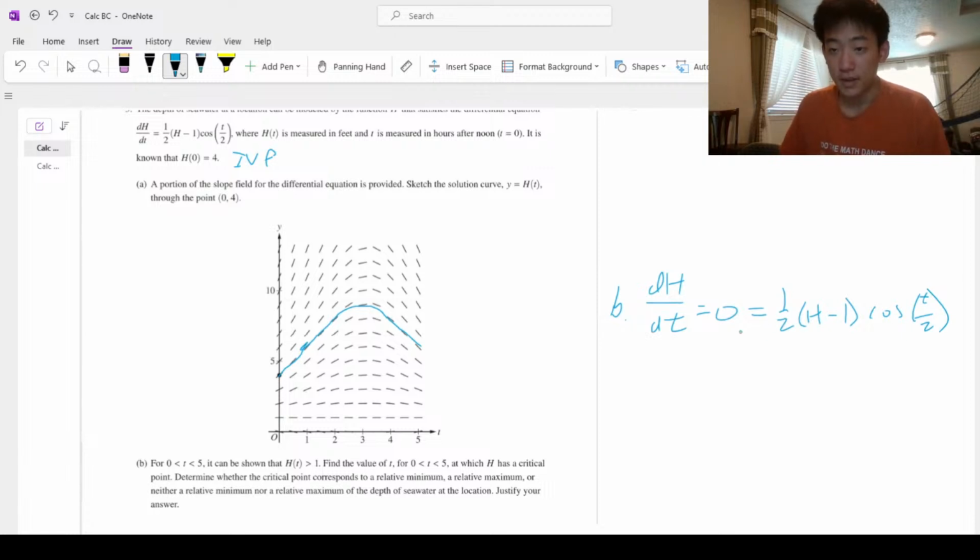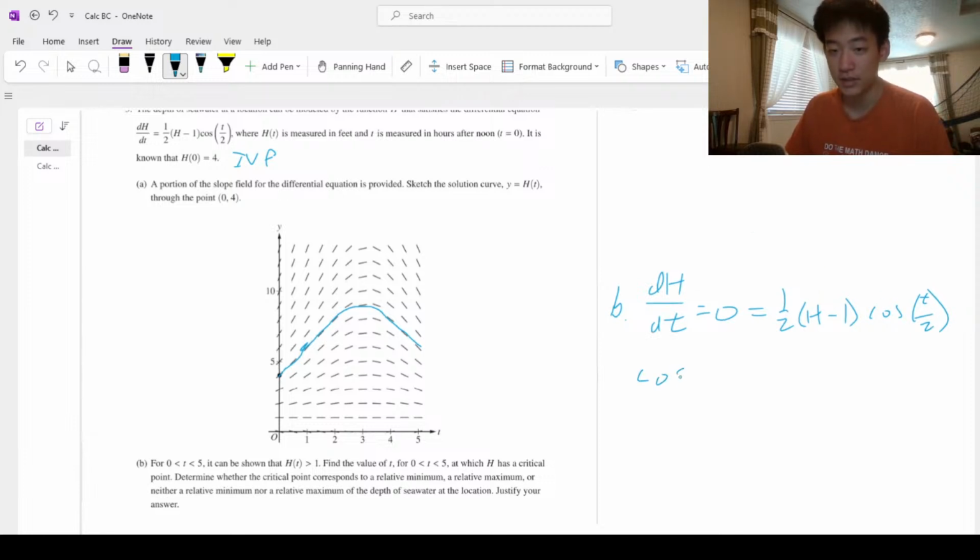If this is 0, then one of these needs to be 0. Okay, so this is a constant. Constants are never 0 unless they're 0, but this is not. 1/2 is just not equal to 0. Okay, h minus 1, it told us that h is always greater than 1. So if it's greater than 1, something greater than 1 minus 1 is never going to be equal to 0. Okay, so these can't be 0. Cosine of t over 2.